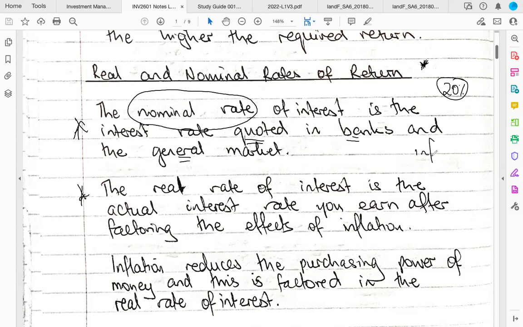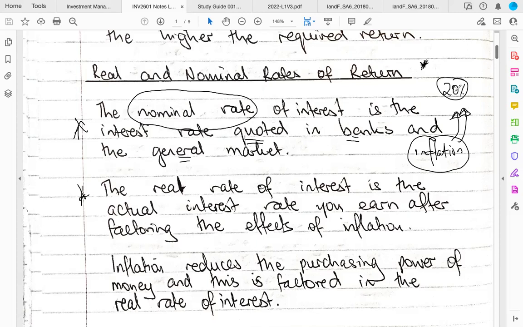But we have inflation. Inflation erodes the purchasing power of money, right? So even if you are earning 20% interest, you've been told you'll be earning 20% interest, part of that 20% interest is going to get eroded or reduced because of inflation, right? Inflation is going to eat away at the purchasing power of part of this return that you're going to get. So after accounting for the effects of inflation, right?